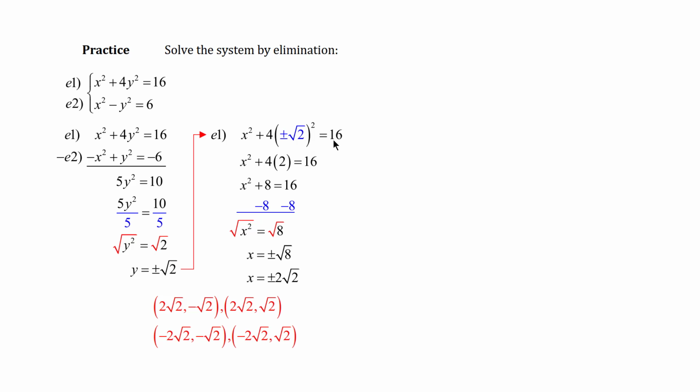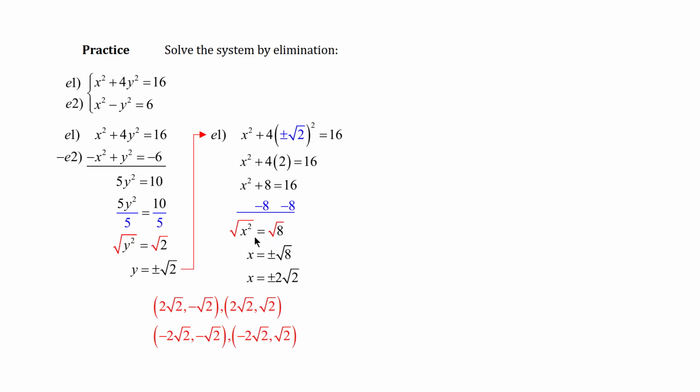Next, we take the square of plus minus square root of 2. The square of positive root 2 is just 2. The square of negative root 2 will still be positive 2. So the result is x squared plus 4 times 2 equals 16. Next, we do the multiplication. 4 times 2 is 8. The result is x squared plus 8 equals 16. Next, we need to isolate x squared by itself. So we need to get rid of the positive 8 by subtracting 8 from both sides. The result is x squared equals 8.